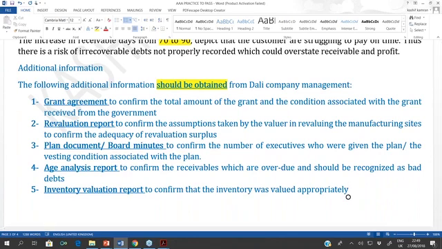I hope you can see all the information are tangible. Can you pick all the informations are tangible? They're all the documents of the management: grant agreement, revaluation report, plan document, age analysis, inventory valuation report.